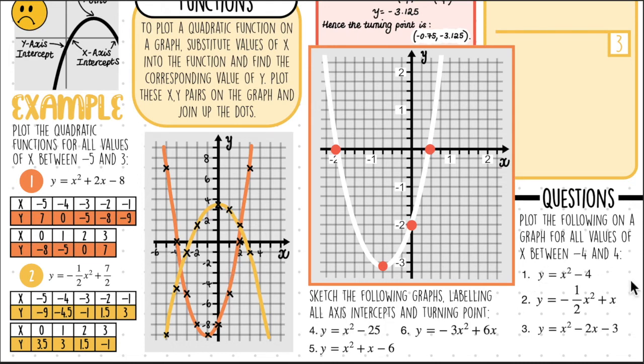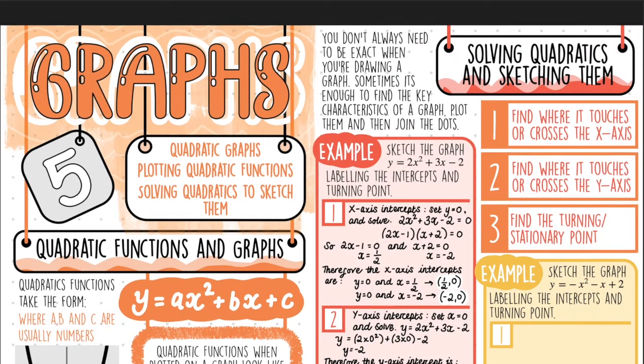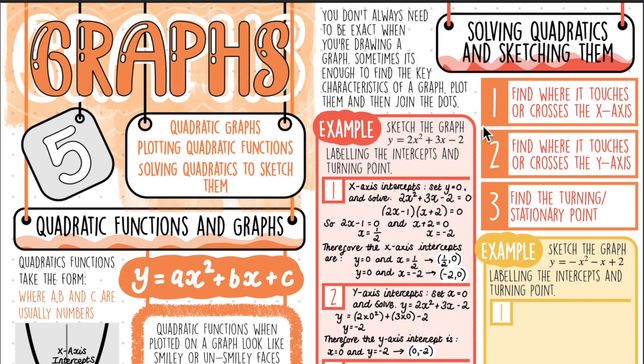Now, how about if we want to sketch quadratic functions? Sometimes you don't need to be so accurate when you're wanting to draw a quadratic function, like when we plot quadratic functions, we're really accurate. If you just need to sketch the quadratic, then what you can do is find a few key characteristics about the quadratic function, plot these on a graph, and then just join them up using your knowledge of what a quadratic function looks like. So what are these key characteristics that we can find? Well, they are the x-axis intercepts, the y-axis intercept, and the turning point.